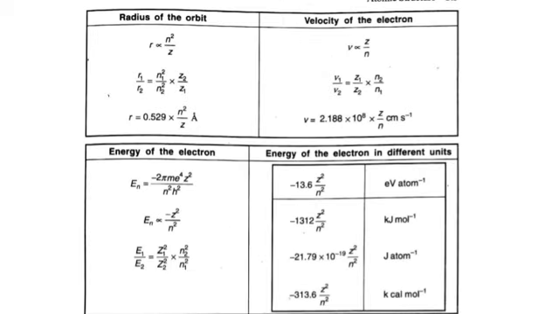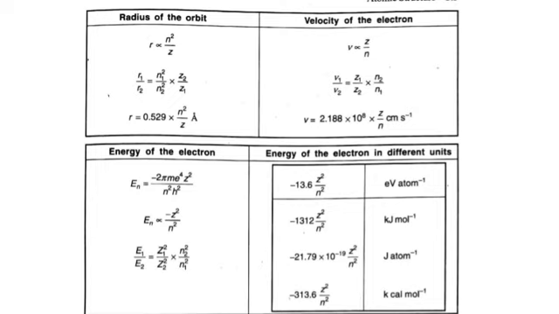The important formulas which you should remember to solve the numericals: you can see the radius of the orbit and the velocity of the electron. Radius is directly proportional to n square by z, or you can just remember the formula: r1 by r2 is equal to n1 square by n2 square into z2 by z1. r is equal to 0.529 into n square by z angstrom. This is the most important formula, especially for the Bohr radius of the atom. You should remember this formula.